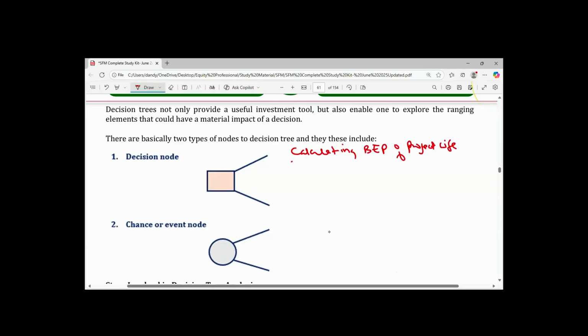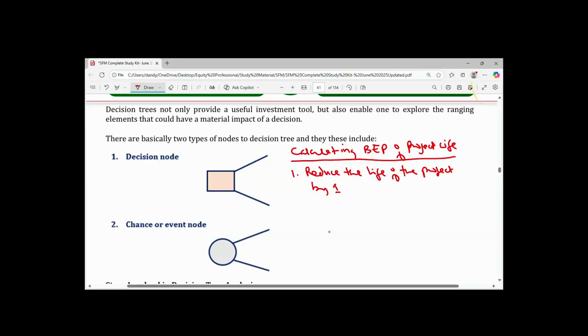To calculate break-even point of project life, there are three steps you are going to consider. Step one, you reduce the life of the project by 1. Let's say, for example, if the useful life of the project is 5 years, you reduce it to 4. That is, you remove 1 from 5. So that means you have 4.